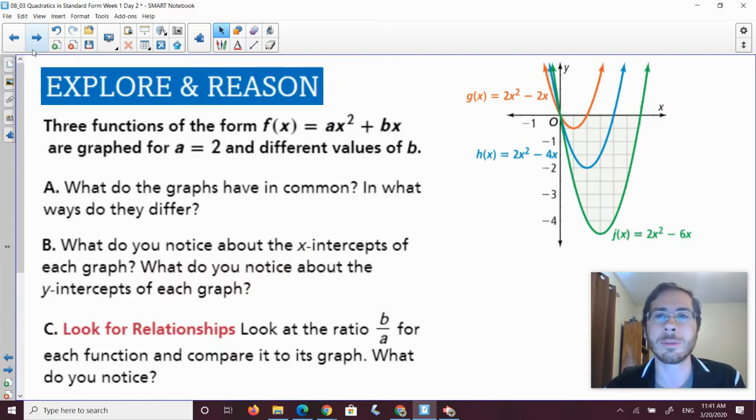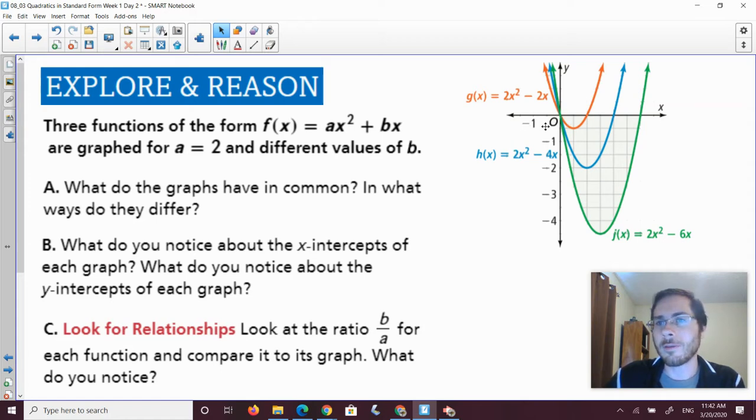So it starts out again with the explore and reason section. We're given 3 different graphs: g of x, h of x, and j of x. At first it asks what they have in common and how they are different. Well, they're all parabolas, so they all have that U shape. They all cross at 0, 0, so they all have the same y-intercept.